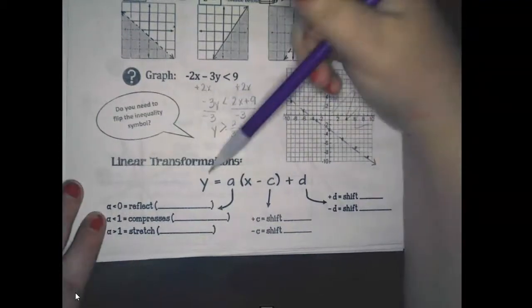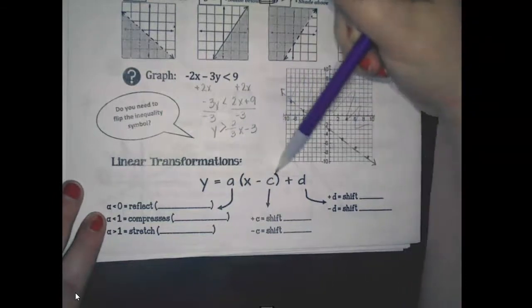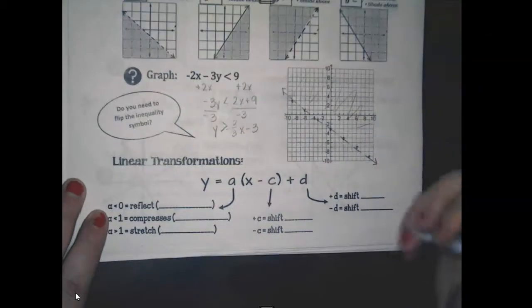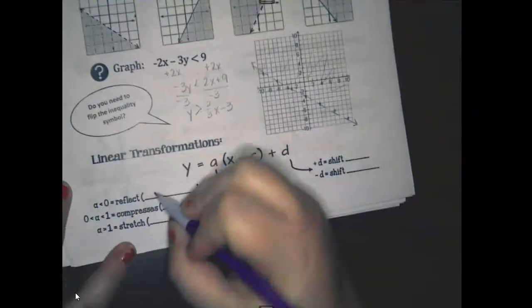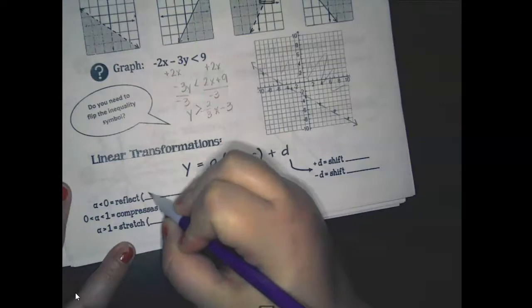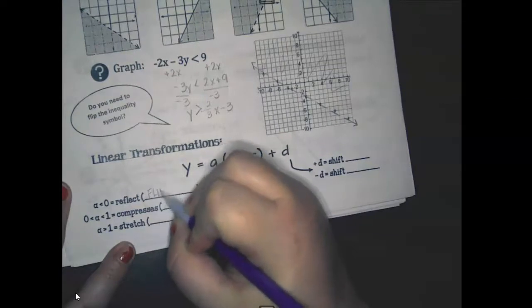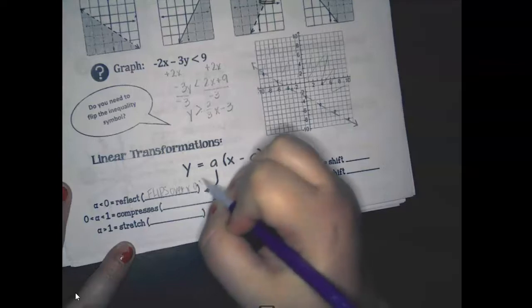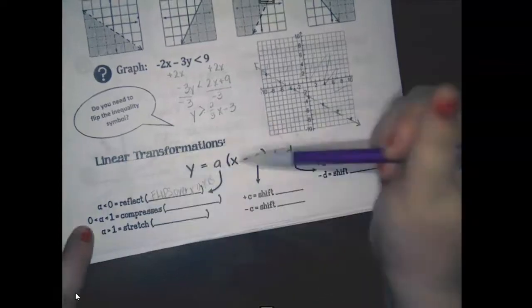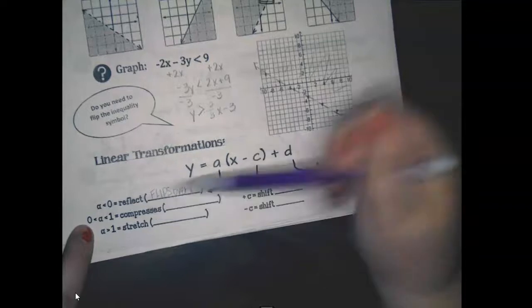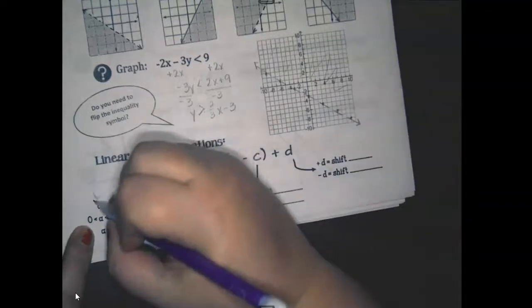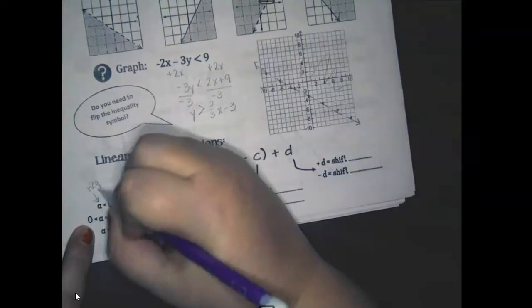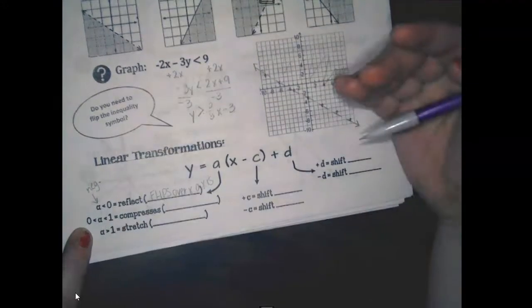All right, so we have y equals a, x minus c plus d. Remember, this is things you have to know. A is a reflection, and it flips over the x-axis. And then if that A is negative, it means it's going to flip over that x-axis.